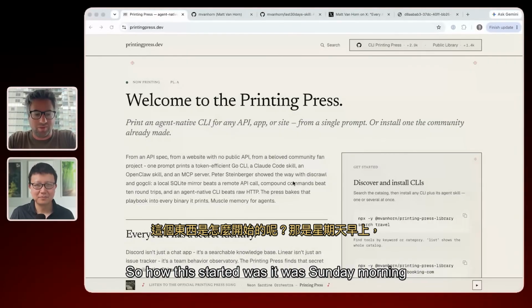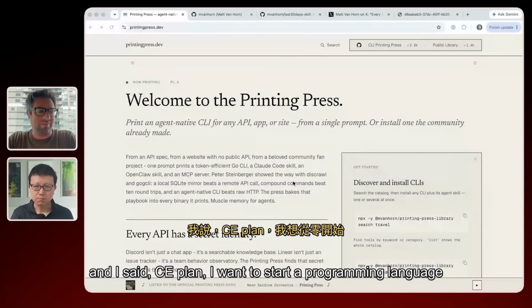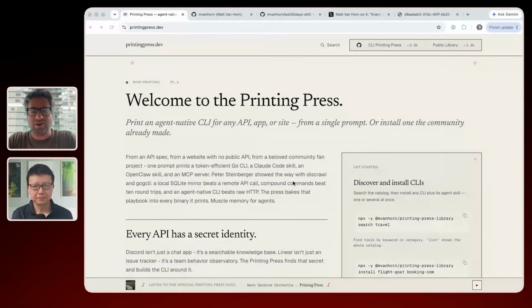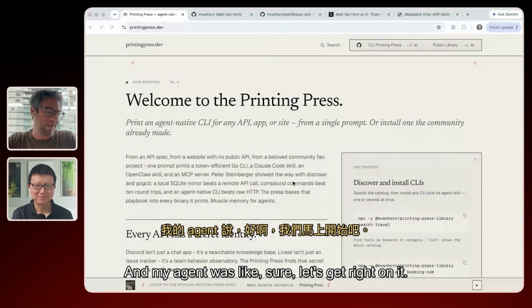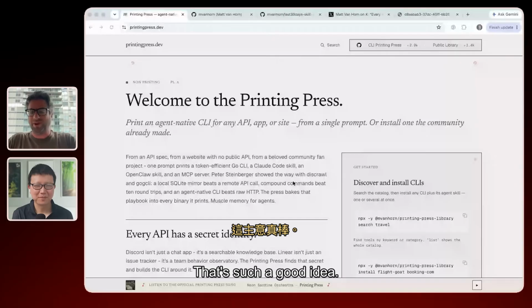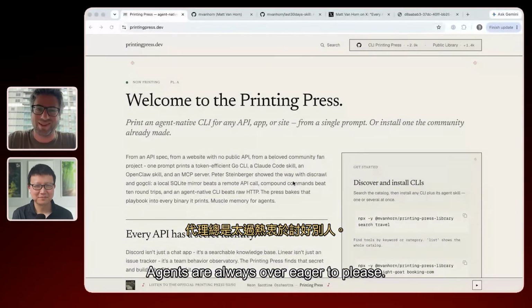How this started was, it was Sunday morning, and I said, CE plan, I want to start a programming language from scratch for agents. And my agent was like, sure, let's get right on it. That's such a good idea. I'm going to make an intensive plan for how we're going to build the best programming language. You know, agents are always over eager to please.